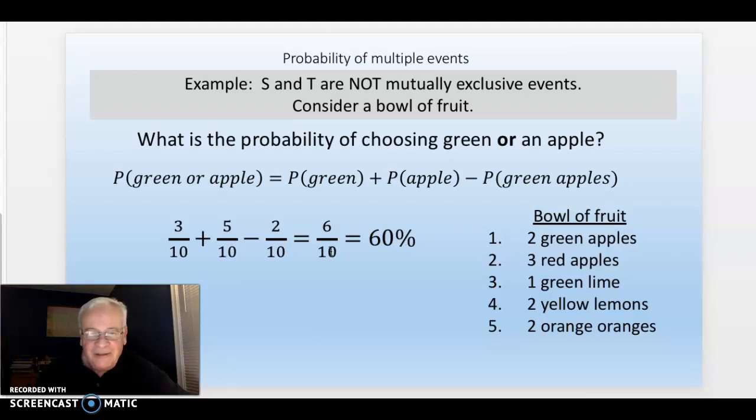Let's use the formula. How many are green? Well, there's 2 apples and 1 lime. That's 3 out of 10 right here. Well, how many are apples? Well, there's 2 green and 3 red. That's 5. And how many are green apples? There's 2. So you have to subtract that out, because those 2 green apples, we counted them here and we counted them here. So we have to subtract them out once. So that's 6 out of 10, 60%, okay?